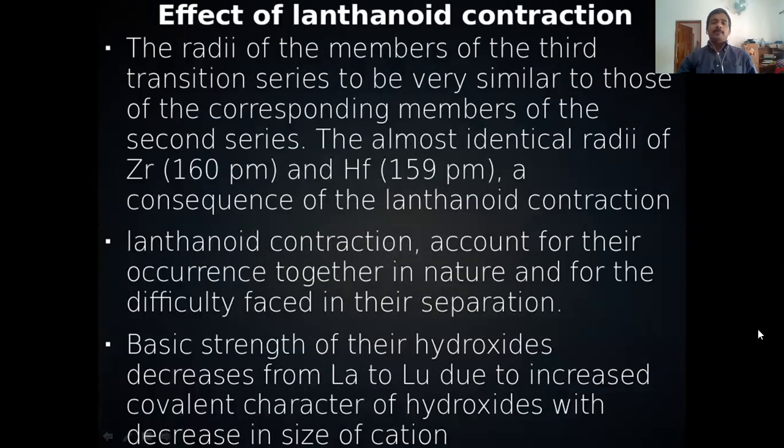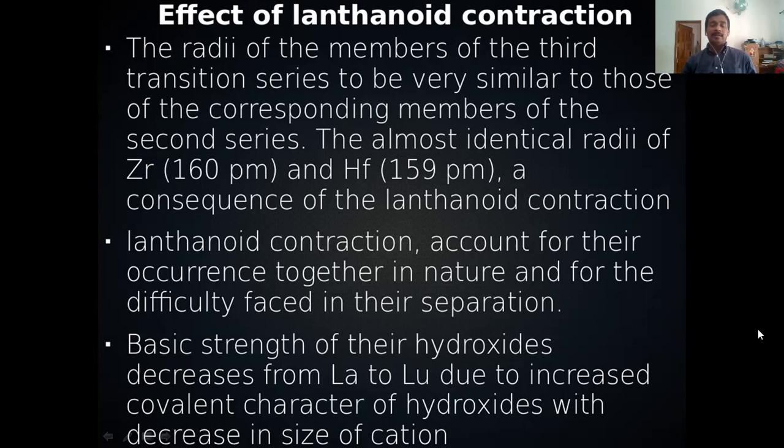Okay, now what are the effects of lanthanoid contraction? The first one: the radii of members of the third transition series are very similar to those of the corresponding members of the second series. I told you, even the properties of transition elements will be affected by this lanthanoid contraction. It is the effect of lanthanoid contraction on the properties of D block elements. The atomic size of the third transition series is almost equal to the atomic size of the second transition series. That is one of the important effects.